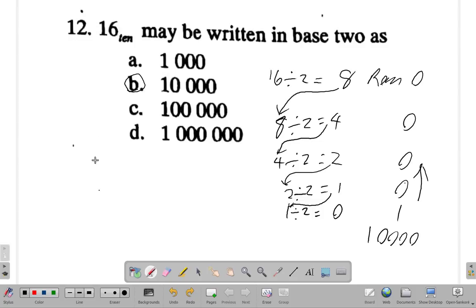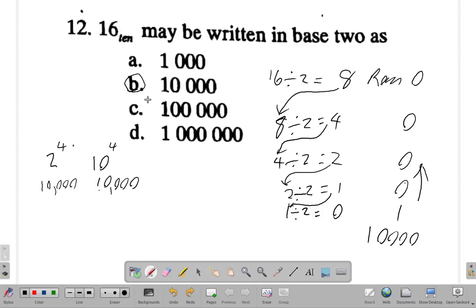Just to verify, 16 in base 2 is 2 cubed. No, it's 2 to the 4th. 2 to the 4th is 16. 2 to the 4th in base 2 will look like 10 to the 4th in base 10. 10 to the 4th in base 10 is 10,000. 1 and 4 zeros. 2 to the 4th in base 2 would look the same, 1 and 4 zeros.